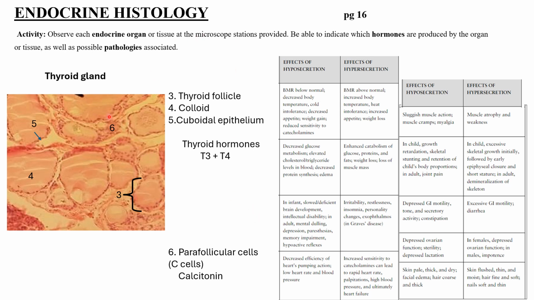Now let's see what is this label number 6. These are the parafollicular cells. These parafollicular cells are present between the thyroid follicles, and they are also known as C cells. They secrete a hormone known as calcitonin.